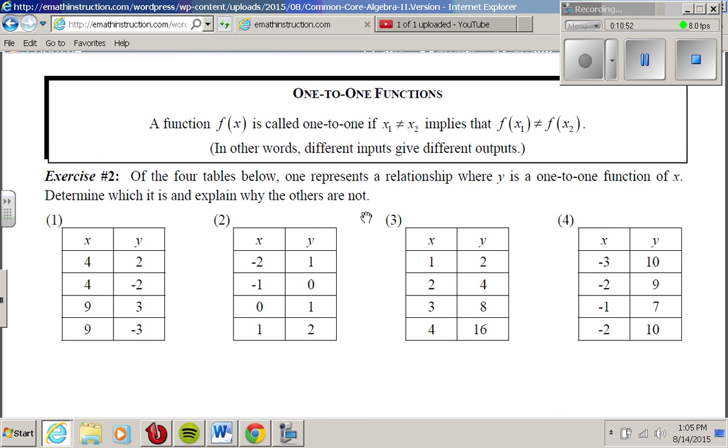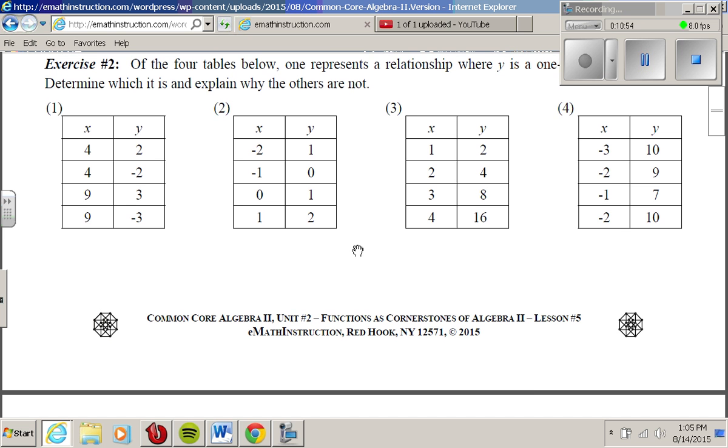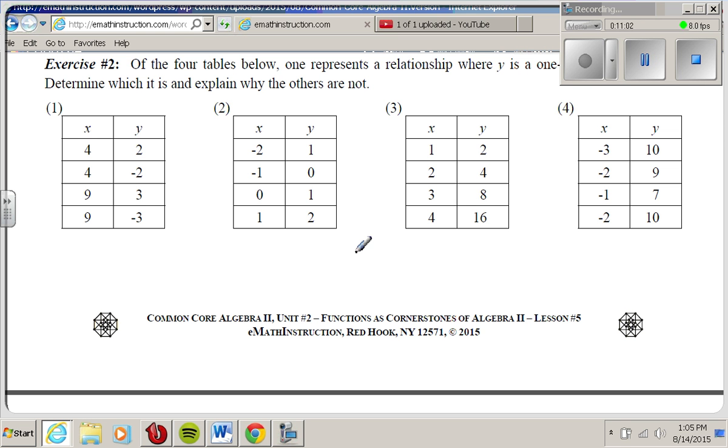All right. So we're going to look at these tables and decide whether or not they're one-to-one. Again, remember, two x values cannot have the same y value. So another way to say that is I'm looking to see, are there any repeating y values? If there are repeating y values, it's not one-to-one.